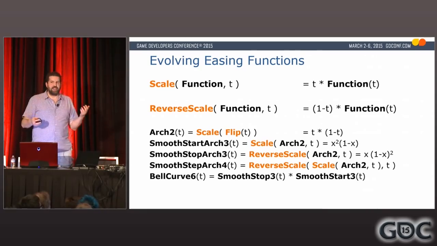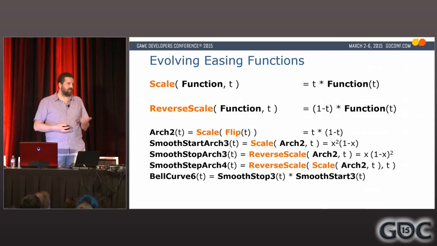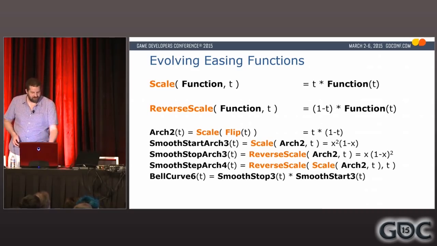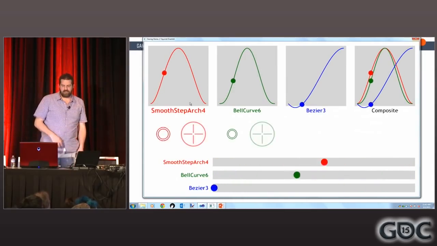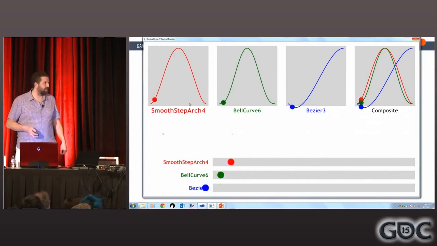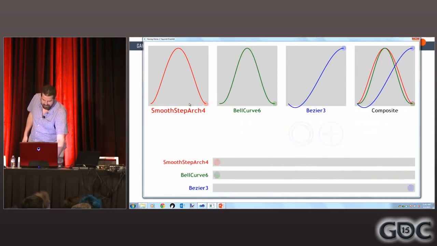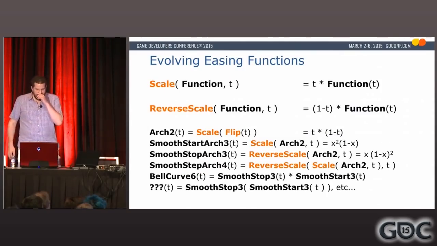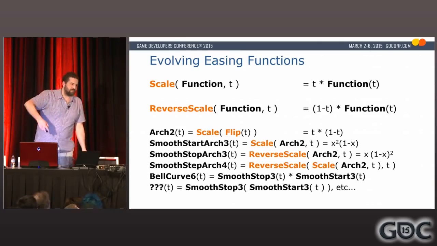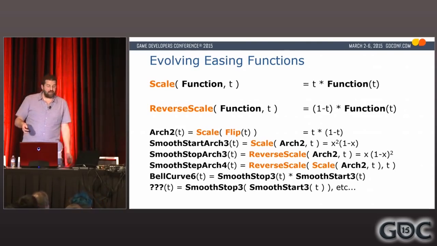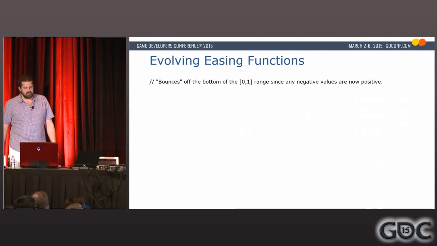I can start multiplying any of these functions times any of these other functions and start getting really interesting things. For example, this bell curve 6 is a sixth order function, which is just smooth stop 3 times smooth start 3. And that looks like the green one in the middle there. So that's a bell curve that has really, really nice velocity and acceleration at the endpoints. And I can start nesting these things too, right? Calling a function nested within a function within a function. And so there's all kinds of cool stuff I can discover that way.